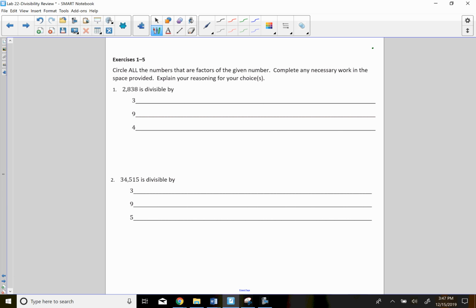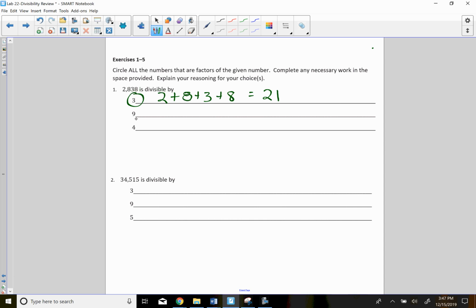So to decide for 3, the rule is to add up the digits, the sum of the digits. So I need to take 2, add 8, and then add 3, and then add 8 to that. So I'm looking at 10 plus 8 is 18, 19, 20, 21. So the sum of the digits is 21, and since 21 is a multiple of 3, I'm going to say it is divisible by 3. My proof is the sum of the digits.